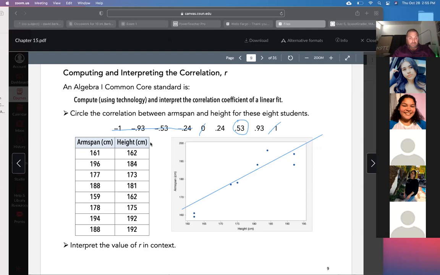Now I'm going to go to list 2. And I'll put all that data in there.